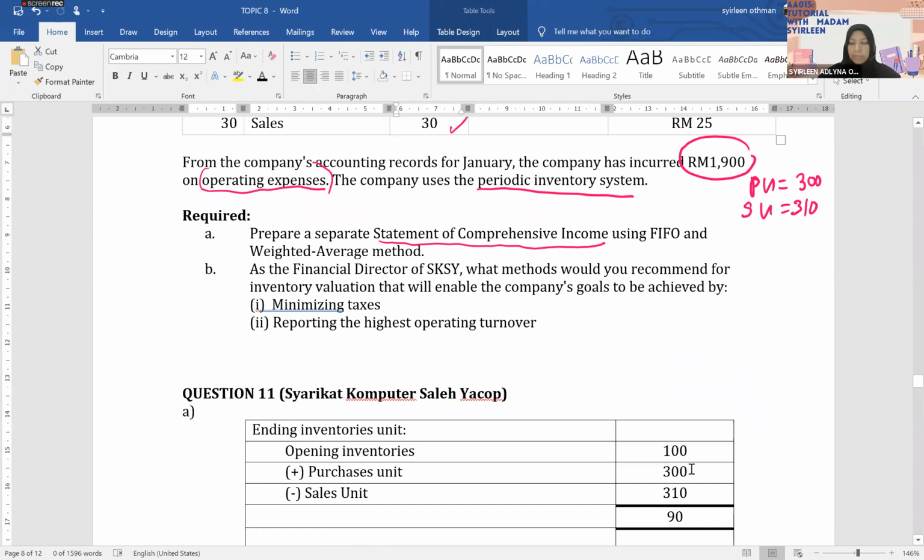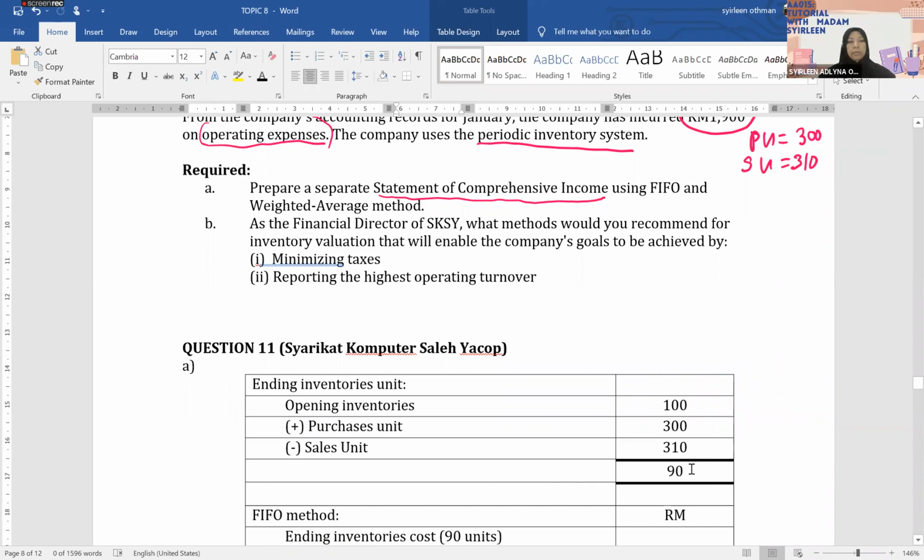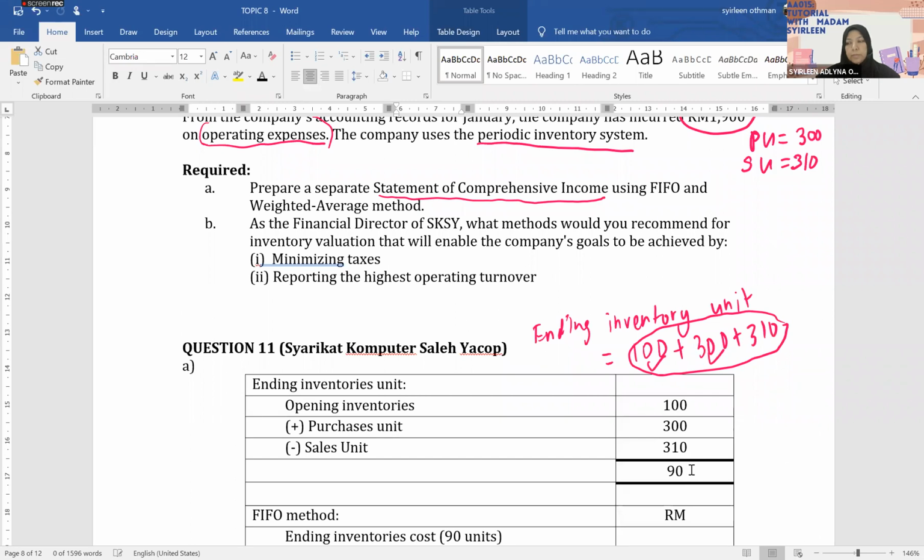Saya guna table sebab saya senang nak nampak. And you need to do that as well. Ada orang buat ending inventory unit, dia terus kira 100 campur 300 campur 310. Yang ni awak tak dapat markah penuh ya. Sebab kita tak tahu 100 tu apa, 300 tu apa, 310 tu apa. That's why saya suka kira ke bawah. Sebab setiap value dia ada item. This is accounting lah. Kita bukan buat maths. That's why I calculate dia ke bawah. So that is actually the best way for you to calculate all your items dalam account. Dia tak macam maths. Maths you just campur je semua nombor tu, susun je berbaris.